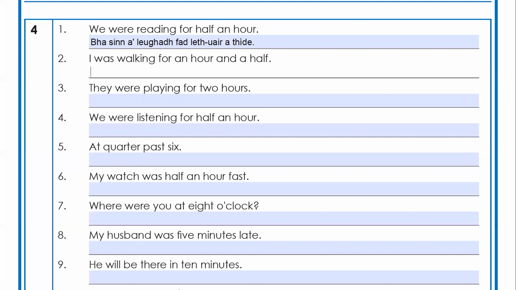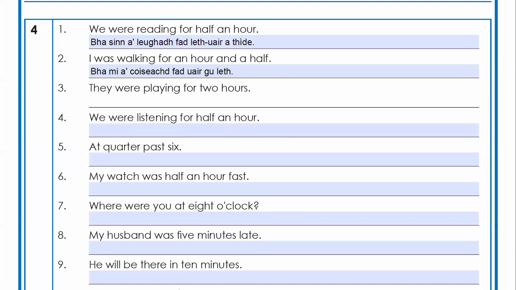I was walking for an hour and a half. I was walking, past tense again. Bha mi a' coiseachd for an hour and a half. So fad, for an hour and a half, uair gu leth. Bha mi a' coiseachd fad uair gu leth.